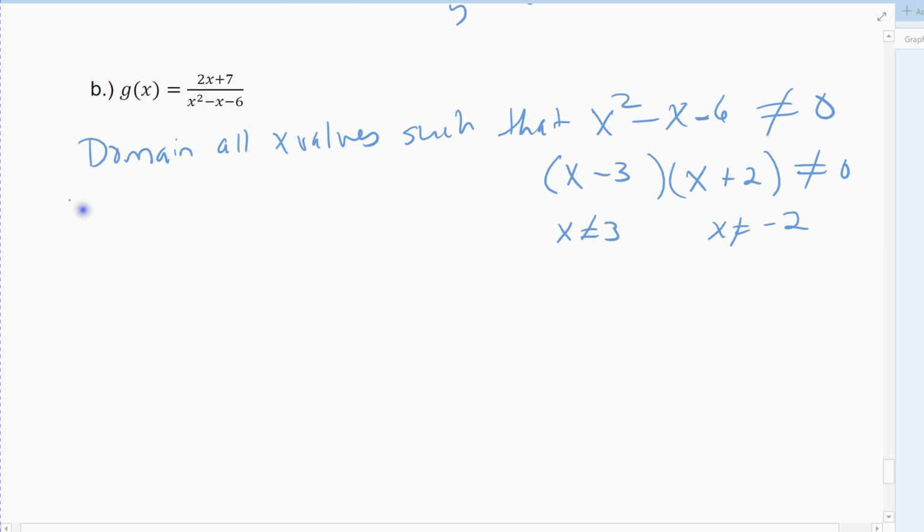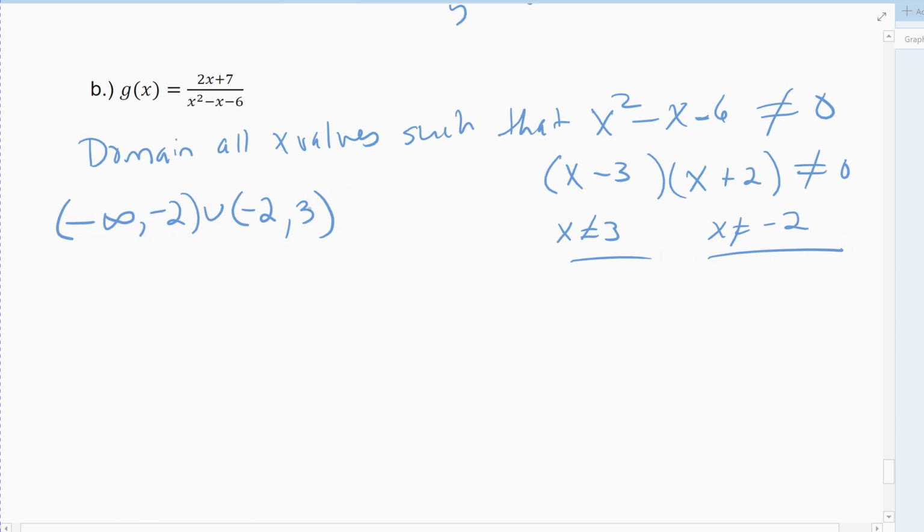And so using interval notation, everything works from negative infinity up to my first break. Well, my first break is at negative 2. Then there's a break, so parentheses. And then I start from negative 2 to my next break. My next break is at 3. So everything between negative 2 and 3 is fine.